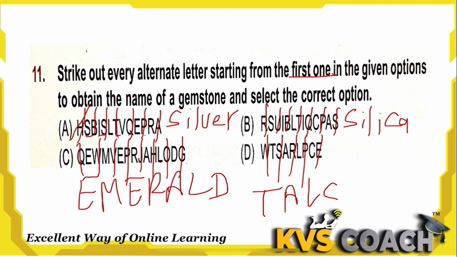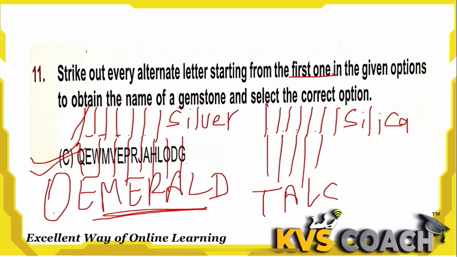I already told you. So here we want to know about the gemstone. Which is the gemstone? This is emerald, a green color stone, or it may be a golden color also. So this is the gemstone. Option C is the only right answer, because silver is a metal, silica is a powdered form, and talc is the softest rock. So emerald is the gemstone. Option C is the right answer.